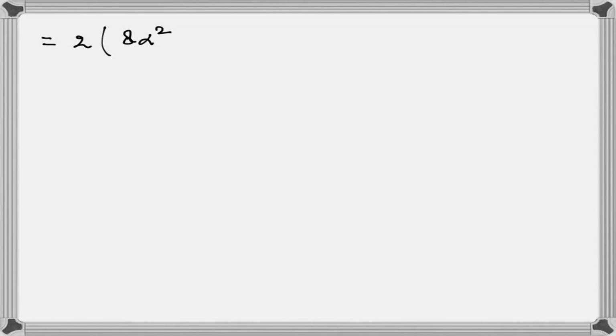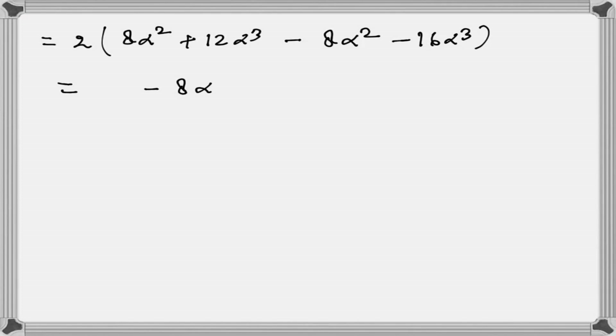Okay, so this is nothing but 8 alpha square plus 12 alpha cube minus 8 alpha square minus 16 alpha cube. Okay, and this is equals to, 8 alpha square will be knocked out, so this is equals to minus 8 alpha cube. So the determinant of A is equals to minus 8 alpha cube.